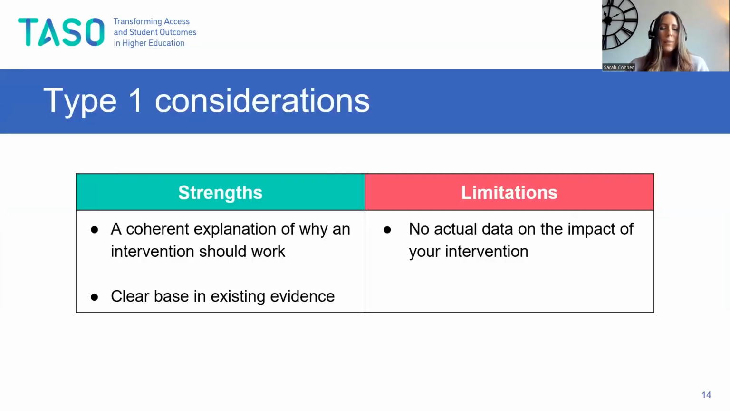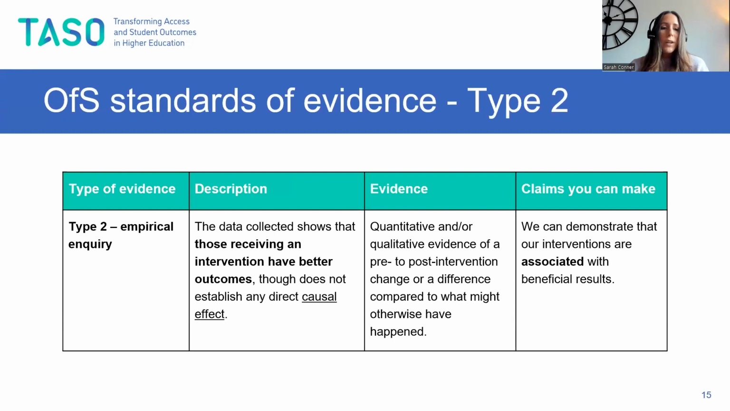And there are different strengths and limitations of this. So the obvious limitation is that it's just a theory at this stage, and it obviously is based on existing evidence on the whole, but you're not actually collecting data on the impact of your intervention at this stage. So you can't make any claims on whether it does actually work. You're just theorizing how you think it will work. So there's some strength there, in that it tends to be based in existing evidence. But the obvious limitation is that you don't know whether it works because you're not collecting data at this stage, which is why we want to move on to type 2 evidence, which is empirical inquiry.